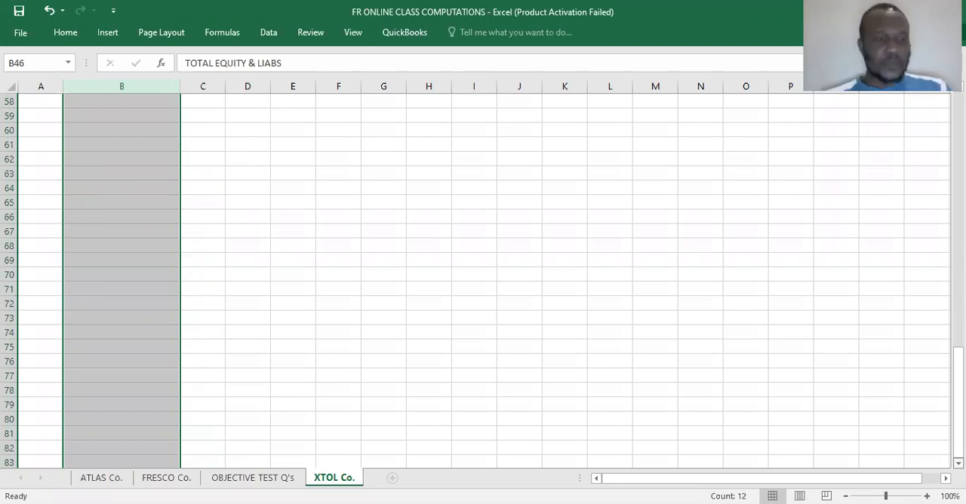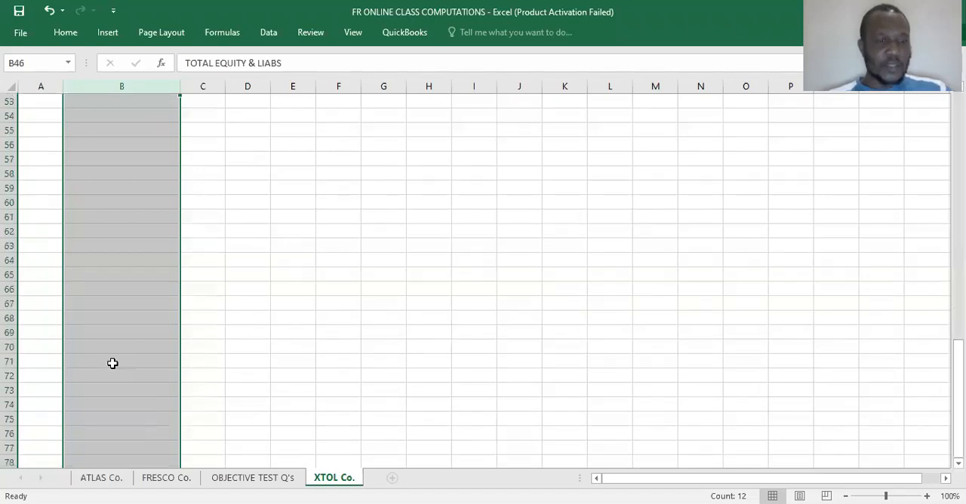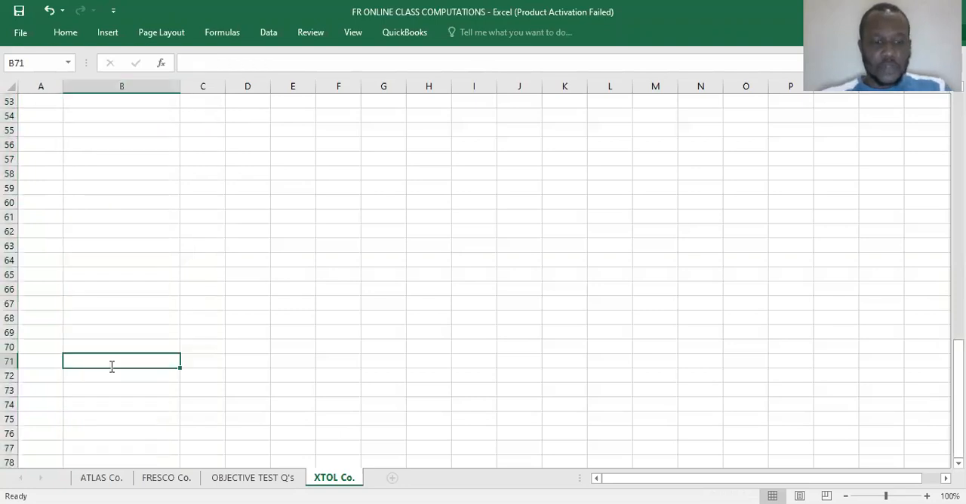I want to leave maybe close to 20, so by 70 something I should be fine. So I will do my changes in equity, even though that's not required in the question.